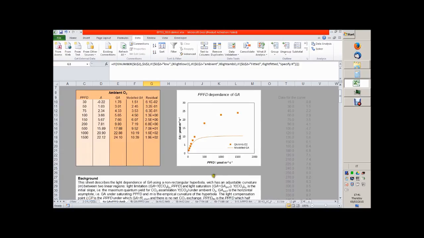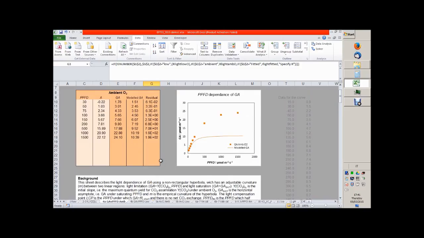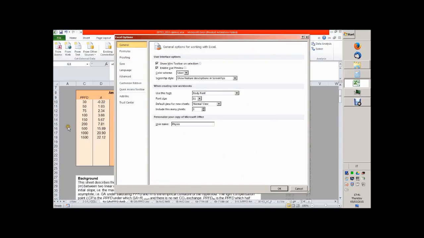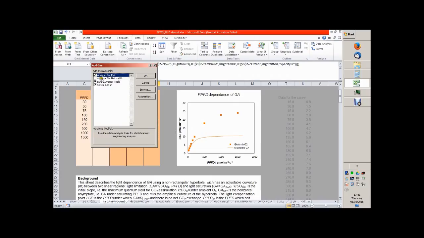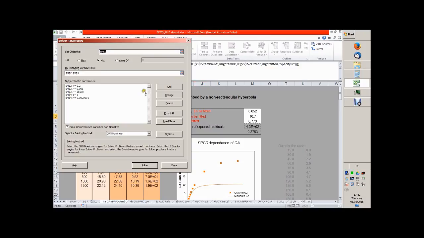To use this spreadsheet, the Solver add-in needs to be activated. If it is not activated, it can be activated by going in File, Options, Add-ins, and here Manage Excel Add-ins. A window will pop out where Solver can be ticked and activated. To fit the curve, I open Solver.